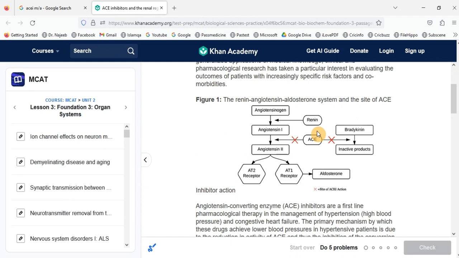ACE inhibitor causes blockage of conversion of angiotensin 1 to angiotensin 2. So ultimately, the bradykinin won't be metabolized. The bradykinin will remain accumulated in the body. This bradykinin will cause the angioedema.